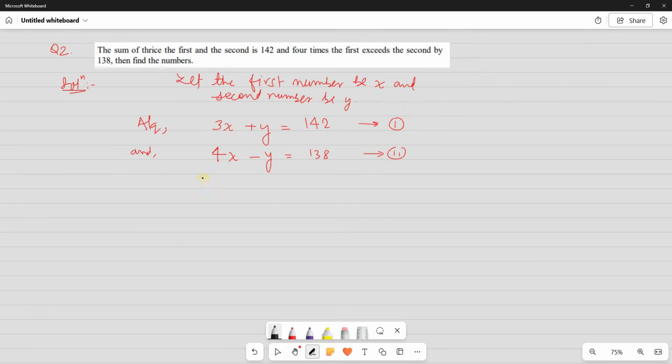Okay, so now we have plus y and minus y, so we can simply add those two equations. Adding equations 1 and 2, what do we have? 3x plus 4x, which is 7x, plus y minus y is 0, equal to 142 plus 138, which is 280. So 7x equals 280.